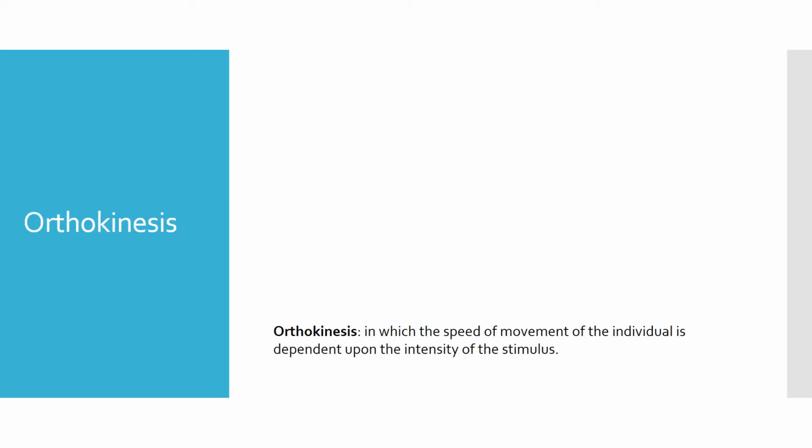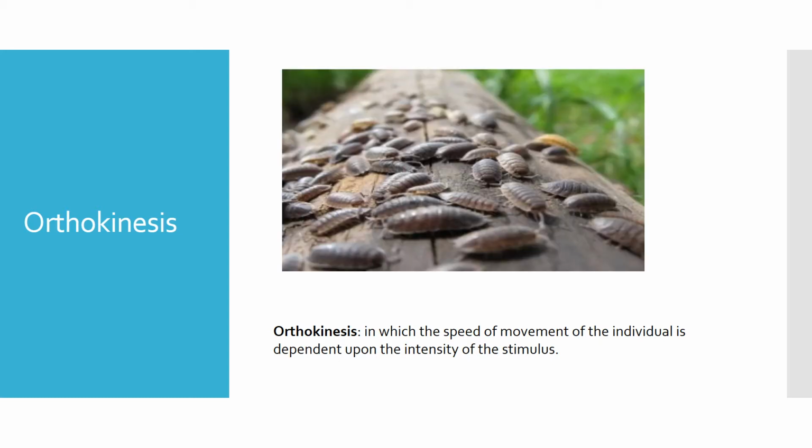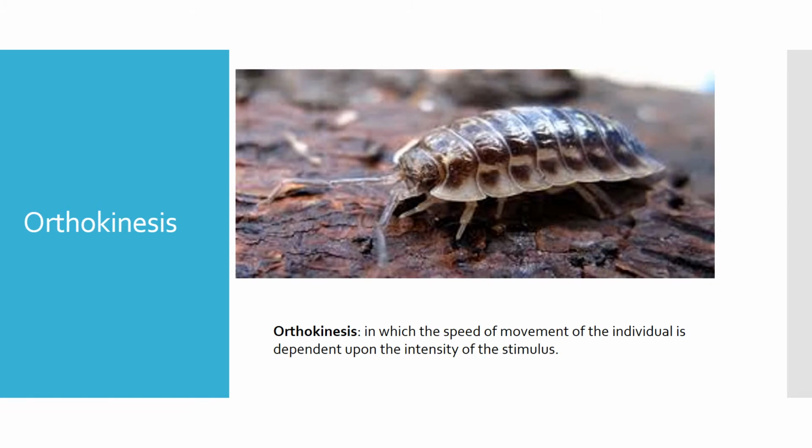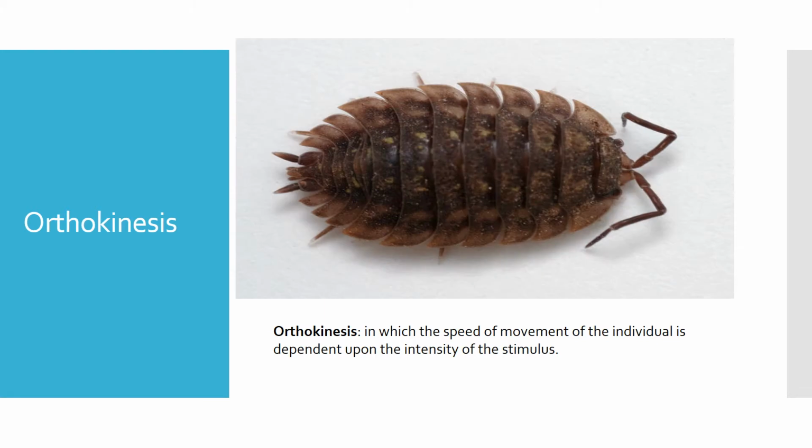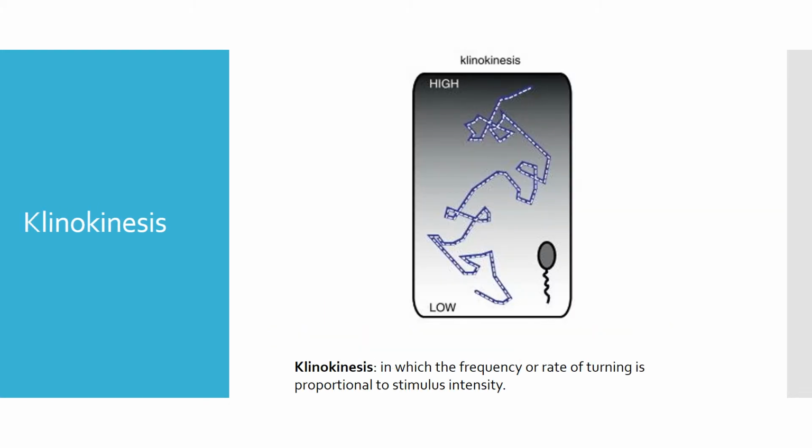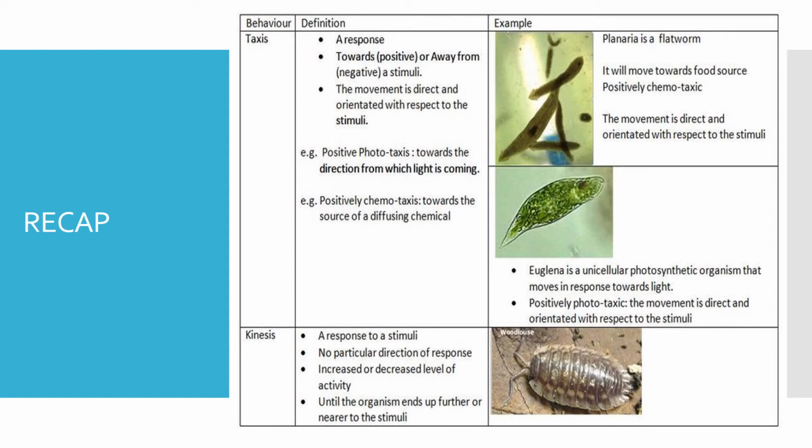There are two main types of kinesis. The first type of kinesis is orthokinesis. Orthokinesis is a type of kinesis in which the speed of movement of the individual is dependent upon the intensity of the stimulus. The example is the woodlice. The next is clinokinesis. Clinokinesis is a kinesis in which the frequency or rate of turning is proportional to the stimulus intensity. So here's a recap.